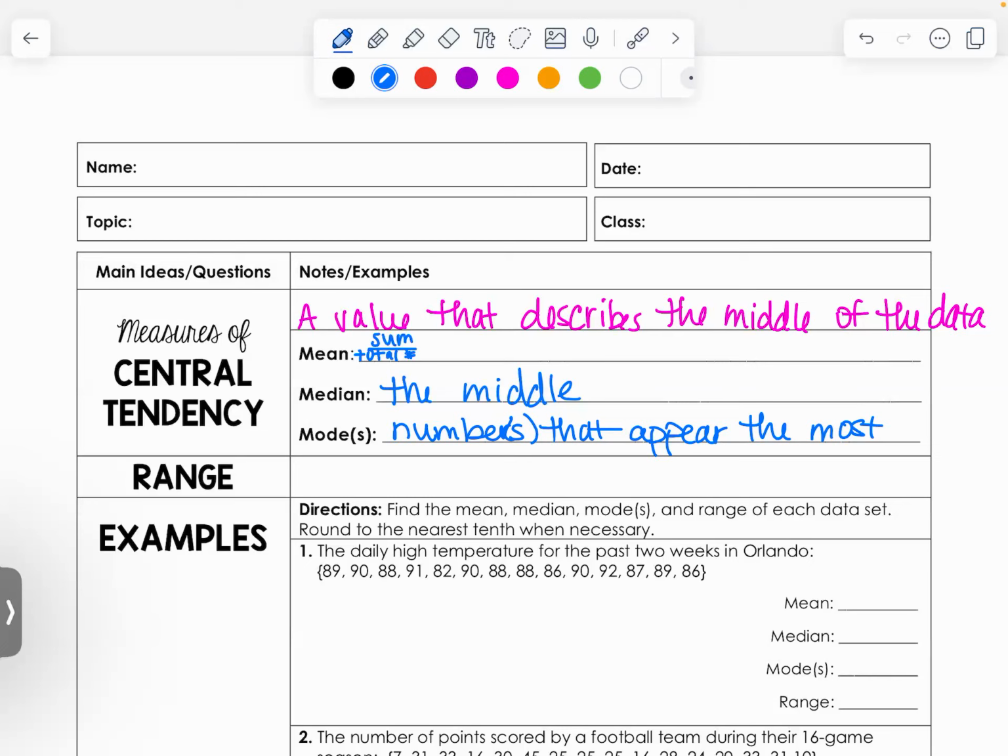Now, what's a range? Subtracting the smallest score from the largest, and that's the range. So it'll be like a 99 minus an 80. So what was the range of our data?